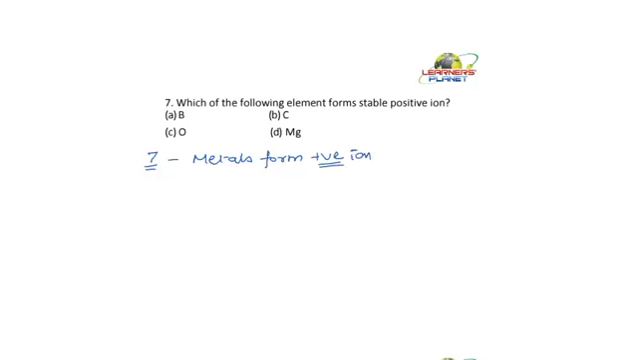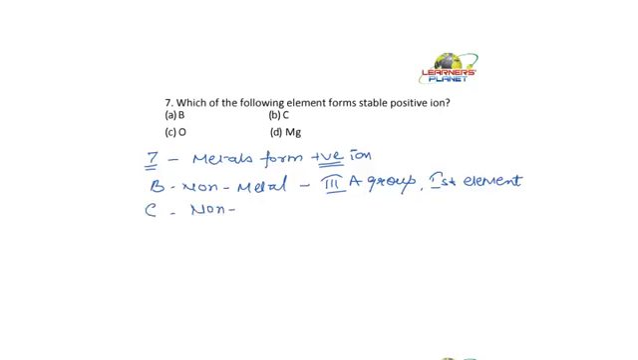Of these, which is a metal? Boron is a non-metal, because it is present in 3rd A group and is the 1st element. Right? Carbon is again a non-metal.